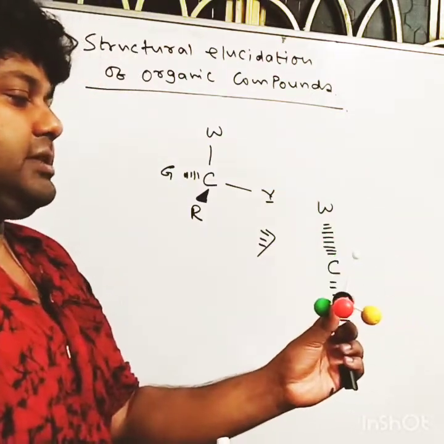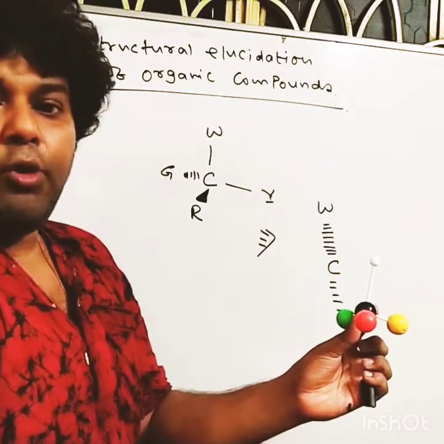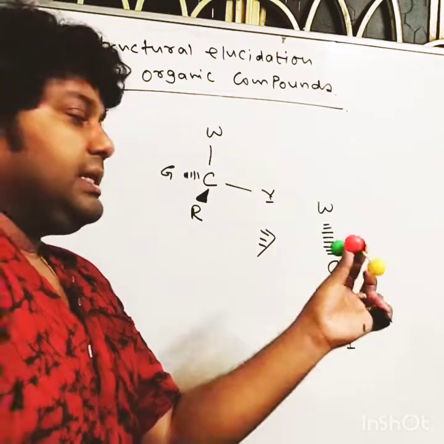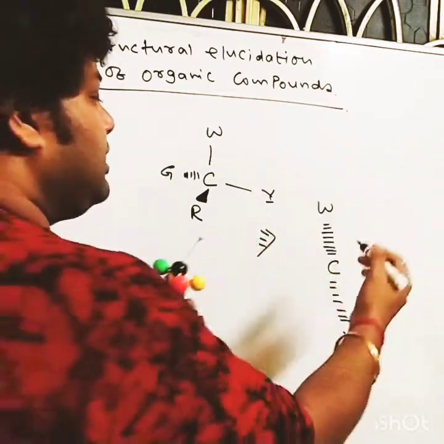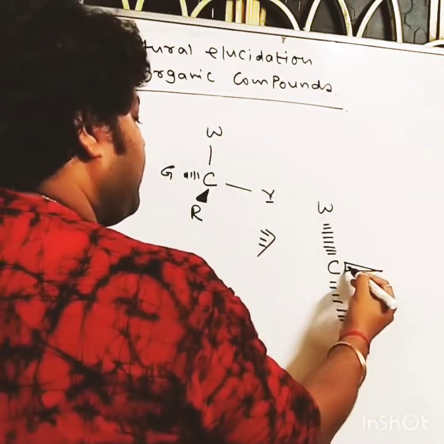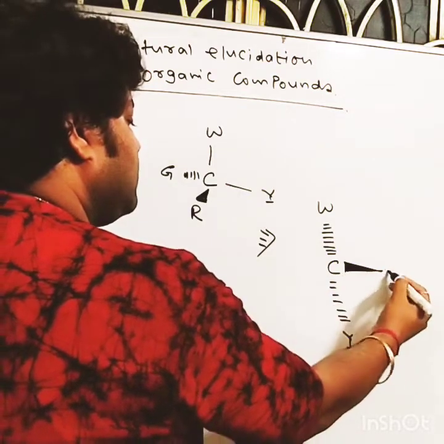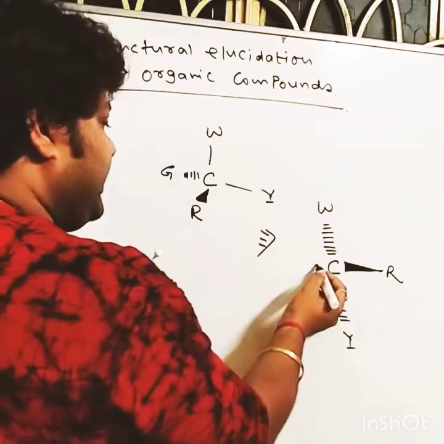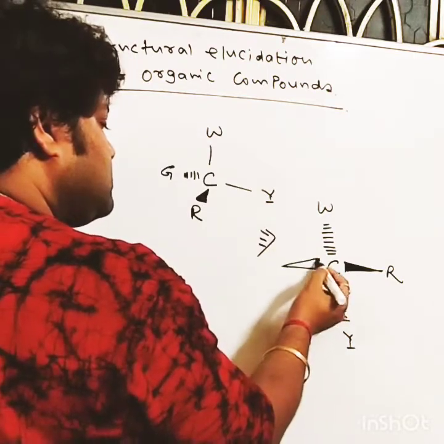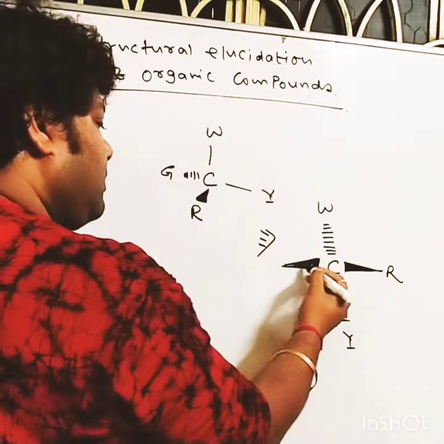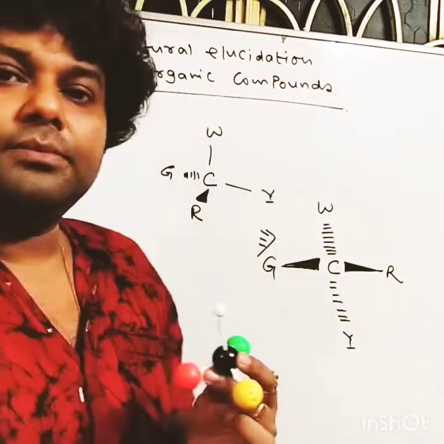Please understand, this is a very simple video. You can pause it and check it again and again. So I have just converted it in this way. That means this red ball is now coming towards this side. Clear? And the green ball obviously coming to this side.